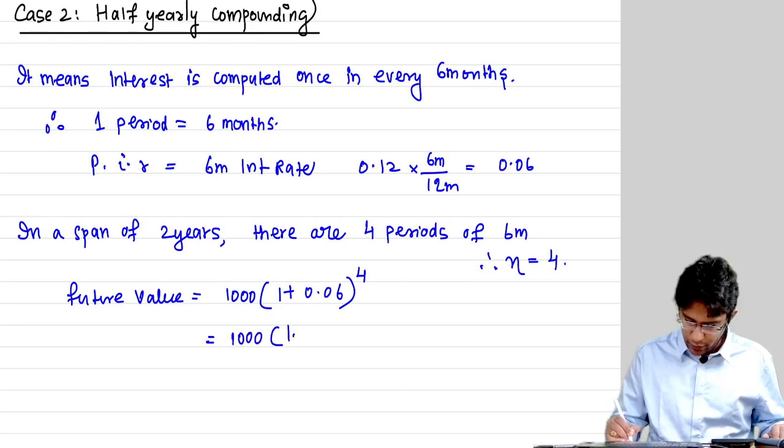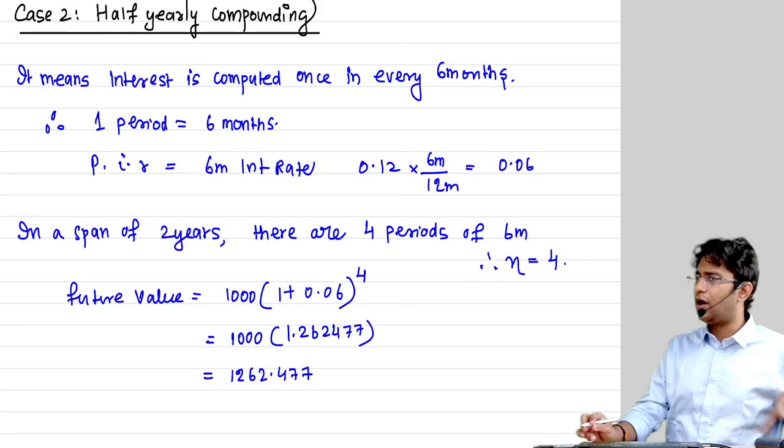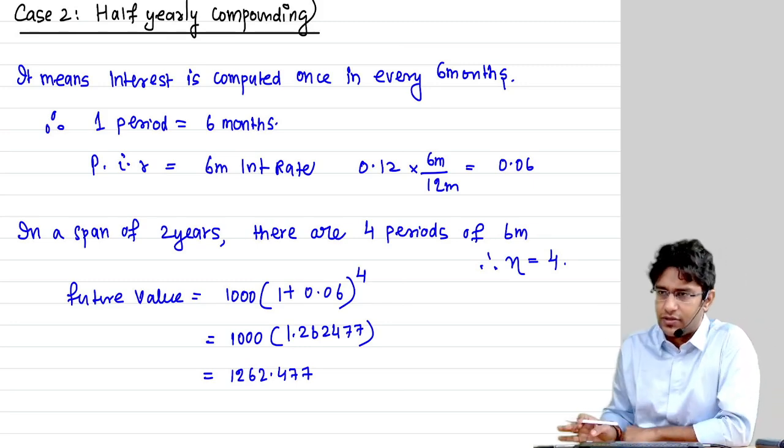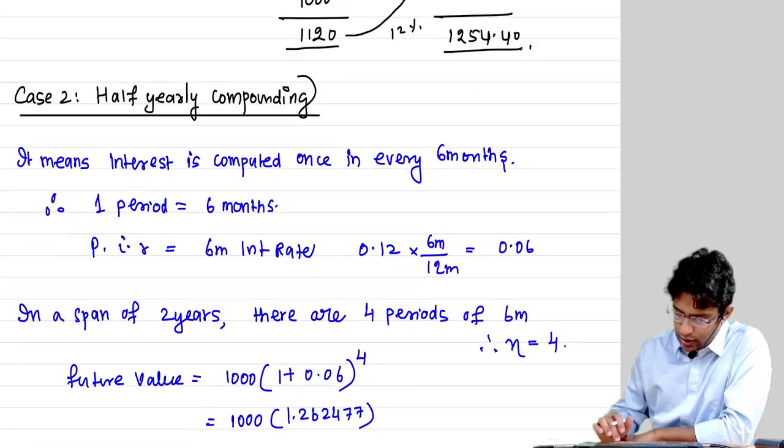How much is 1.262477? 1262.47. Normally, sir, 2 decimals will be sufficient. Now that we are doing compounding effects, just to show you, I'm doing this.